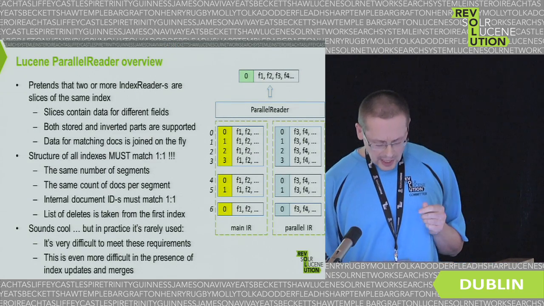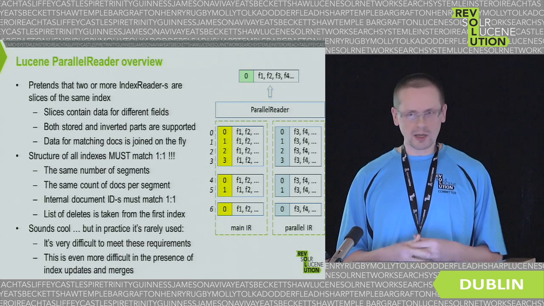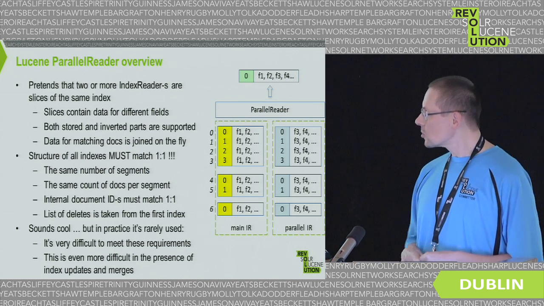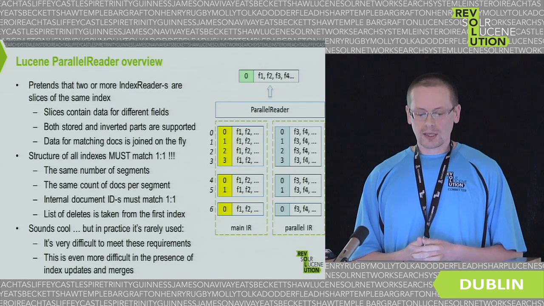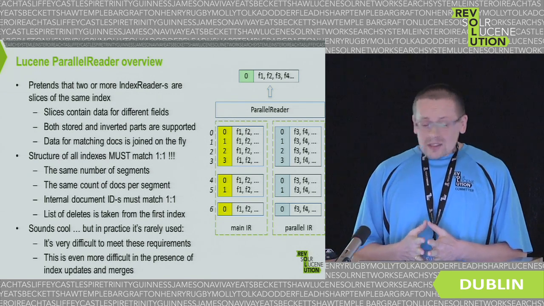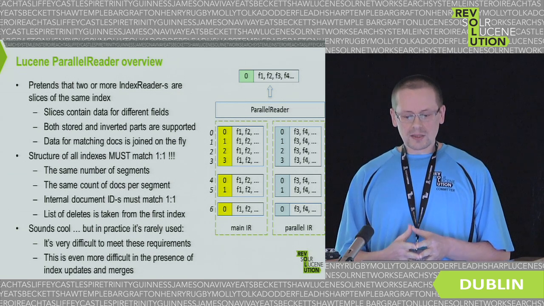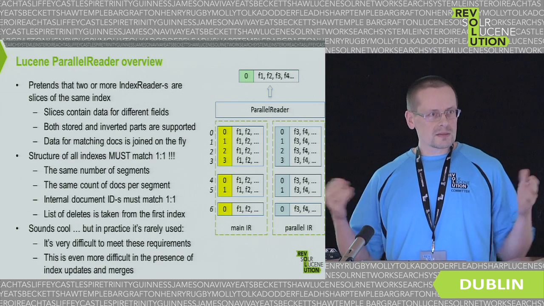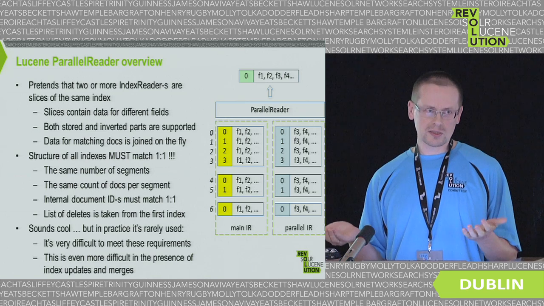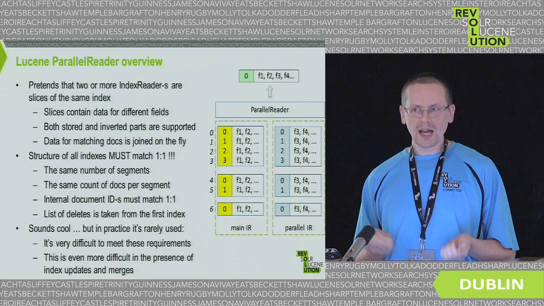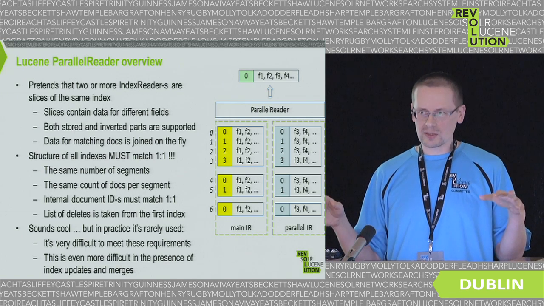So before I cover the main topic of this talk, I would like to refresh your memory a little bit on this somewhat obscure class in Lucene, which is called ParallelReader. ParallelReader is a subclass of IndexReader that treats two or more existing indexes exposed via index readers as vertical slices of a single larger index.